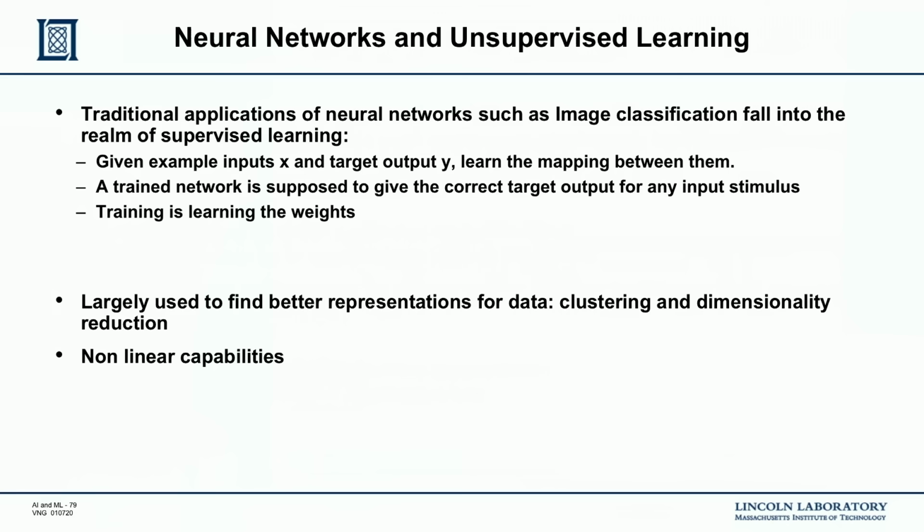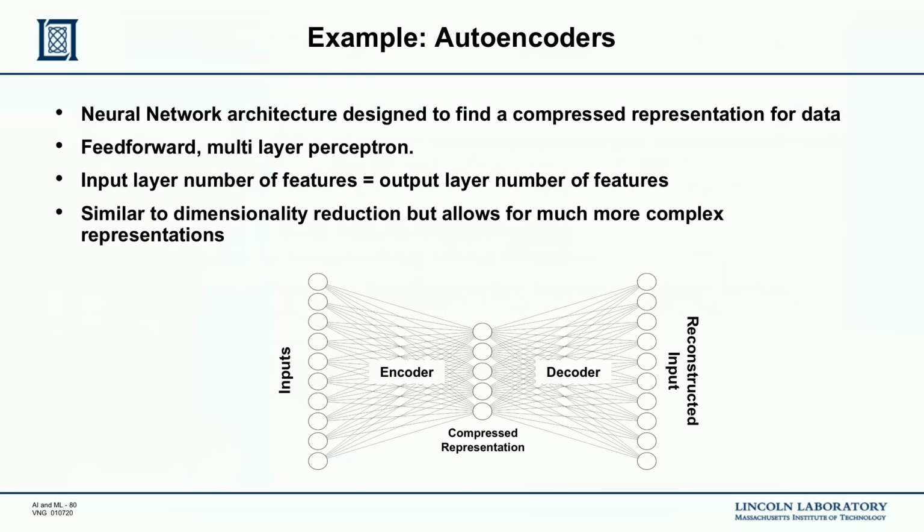And of course, you can use neural networks for unsupervised learning as well. Surprise, surprise. As much as a lot of the press you've seen has been on things like image classification using nice labeled data sets, there's a lot of work where you can apply them in an unsupervised case. These are largely used to find better representations for data, such as clustering and dimensionality reduction. And they're really powerful because of their nonlinear capabilities.